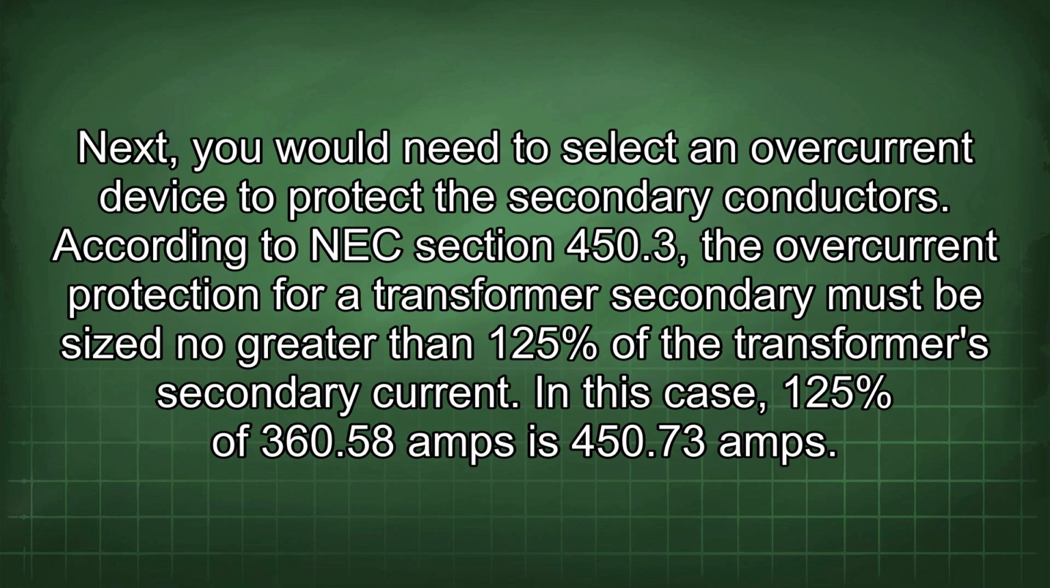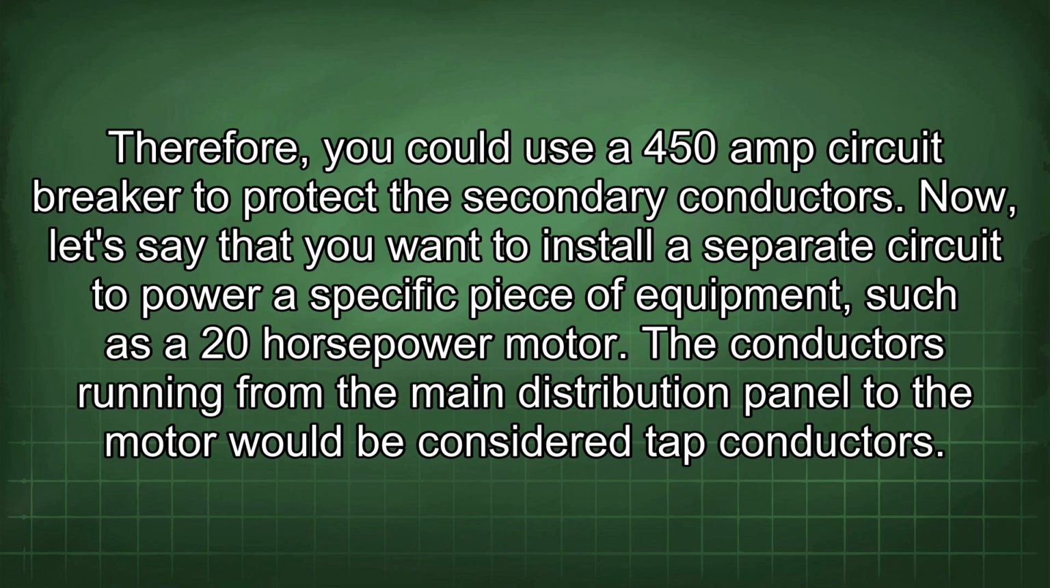Next, you would need to select an overcurrent device to protect the secondary conductors. According to NEC Section 450.3, the overcurrent protection for a transformer secondary must be sized no greater than 125% of the transformer's secondary current. In this case, 125% of 360.58 amps is 450.73 amps. Therefore, you could use a 450 amp circuit breaker to protect the secondary conductors.